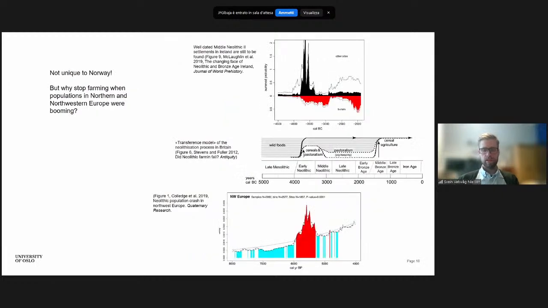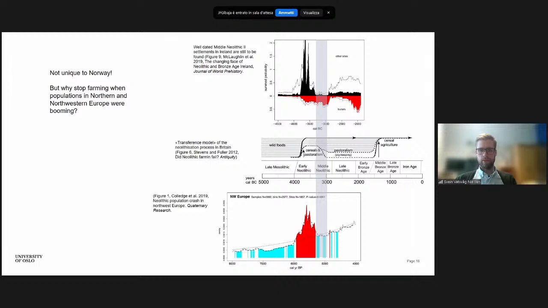But this is not a pattern that's unique to Norway. There are lots of studies from the last 10 or so years that show that farming was stopping, or at least becoming less important, around the same time, which is around the Middle Neolithic. We see here in Ireland, in the Middle Neolithic too, there are almost no sites.